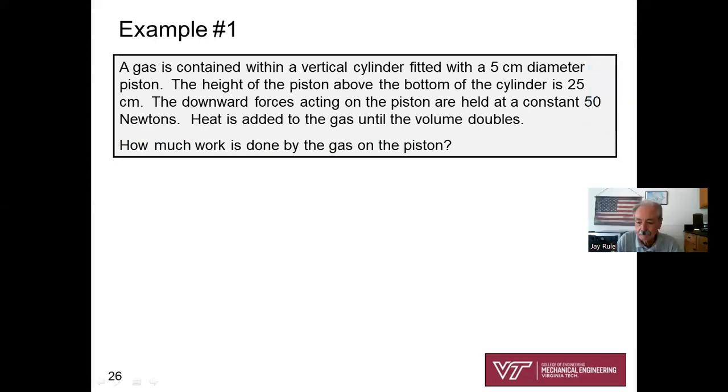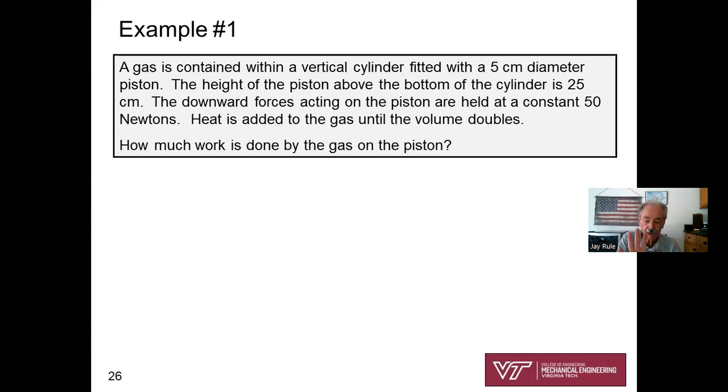Let me move my picture down. A gas is contained within a vertical cylinder fitted with a 5-centimeter diameter piston. The height of the piston above the bottom of the cylinder is 25 centimeters. The downward forces acting on the piston are held constant at 50 newtons. Heat is added to the gas until the volume doubles. How much work is done by the gas on the piston?